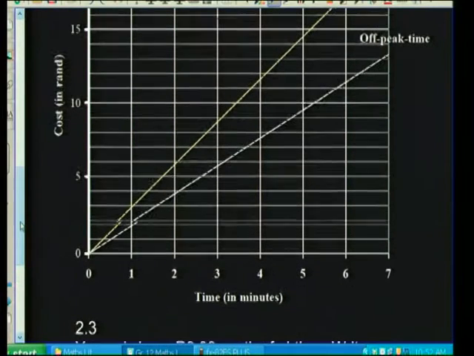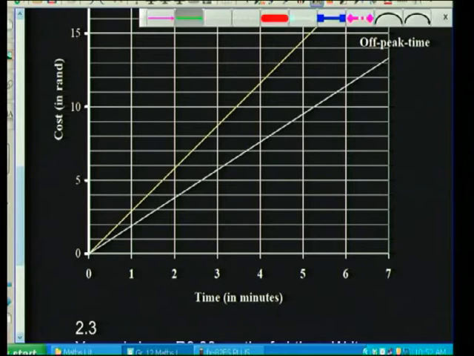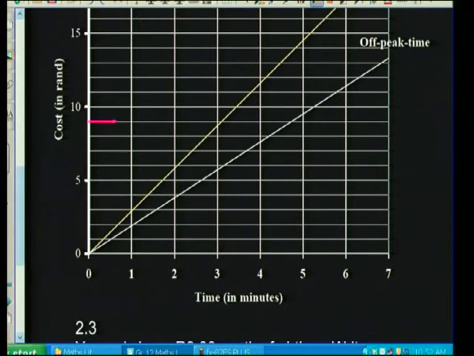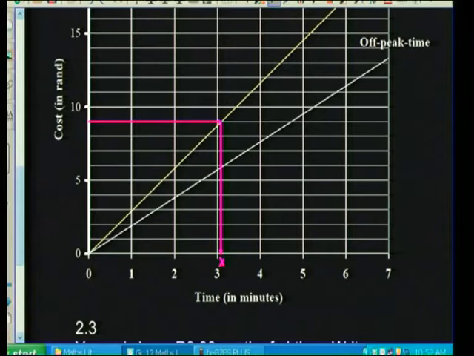And now we're going backwards. We have our total. So we're going to take our total. We have 9 Rand to spend. We're going to go to the graph. And then from the graph, we're going to go down. And we're going to be reading the value here. Now let's get my pen back out. So I can see that that is 3 minutes.